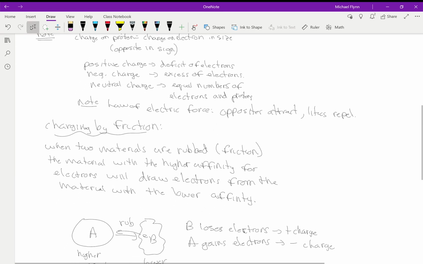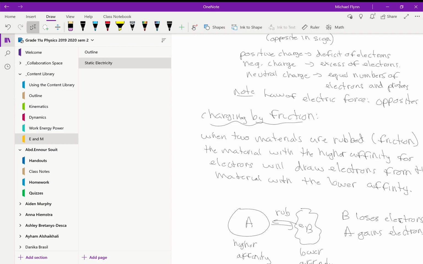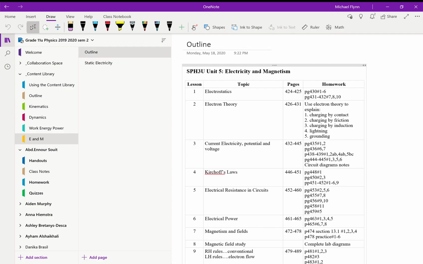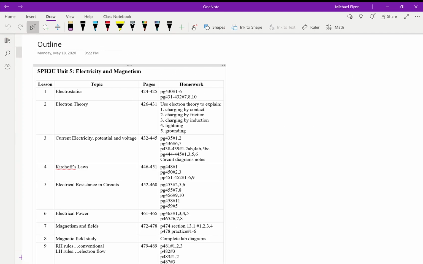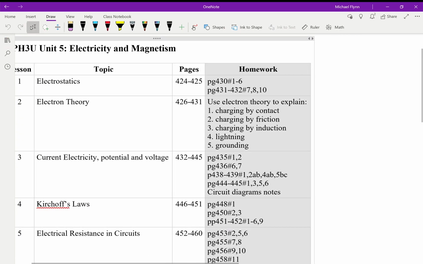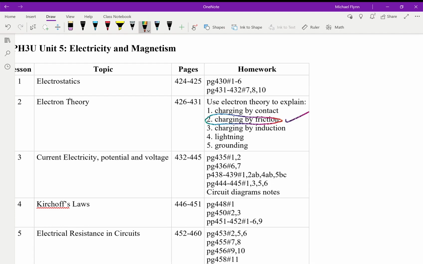All right, so that's it for today. I want to show you this. So it's kind of short, but there is another lesson in the outline. Okay, we are already on lesson 2. Okay, so I want to check something off for you though. I did charging by friction, so you don't have to do that one again. Okay, so in the homework, there's no textbook homework for lesson 2. You just do 1, 3, 4, and 5. Okay, and just put that in your notes, please, and upload it to OneNote.